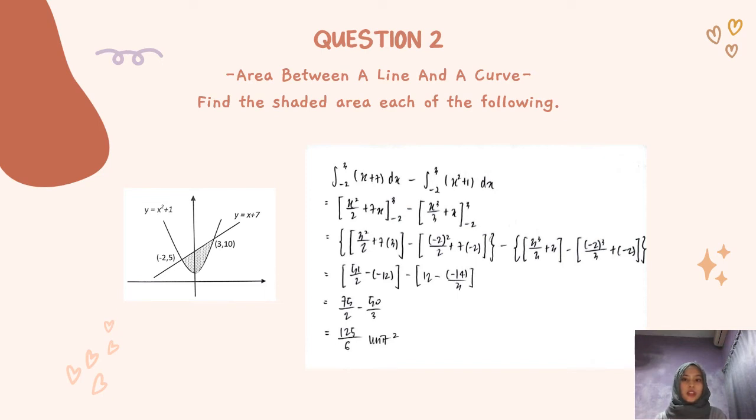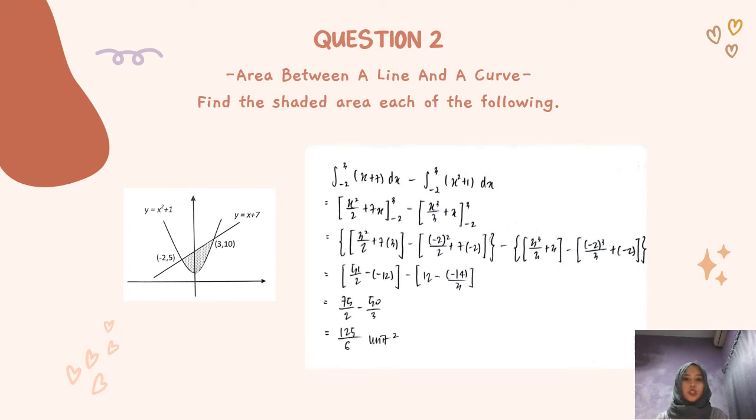So when negative is paired with the addition, we change it to negative. So this is what we get. 51 per 2 minus negative 12 in the bracket, minus 12, minus in the bracket negative 14 per 3. So when minus is paired with negative, we change it to addition, and it is the same case for this one. So 75 per 2 minus 50 per 3.